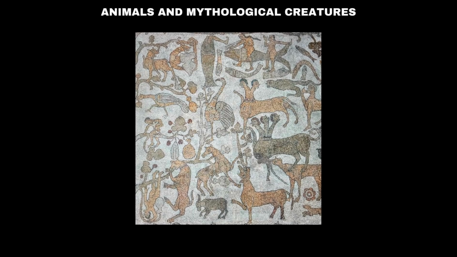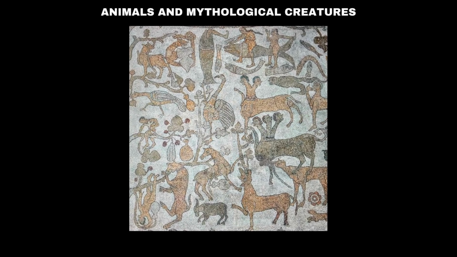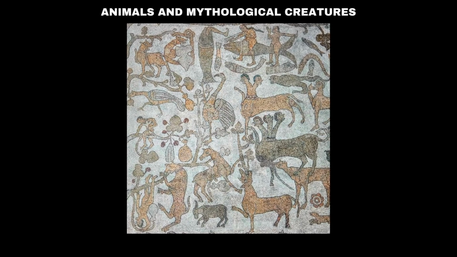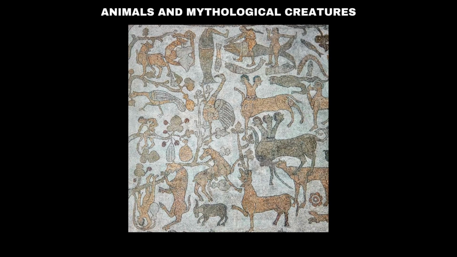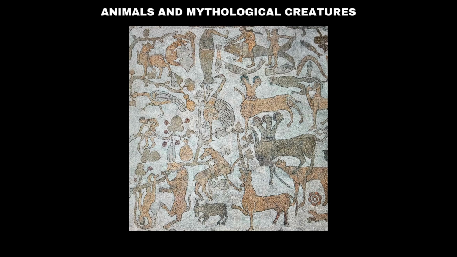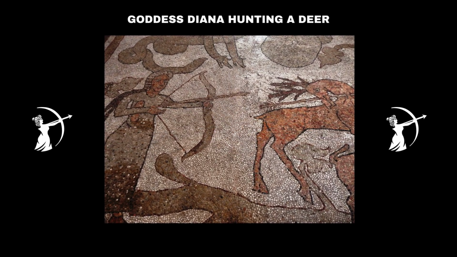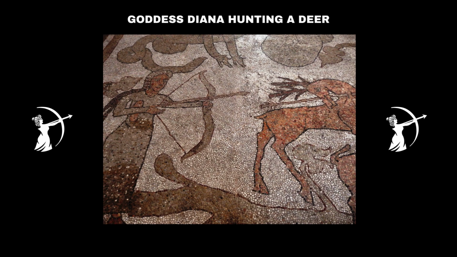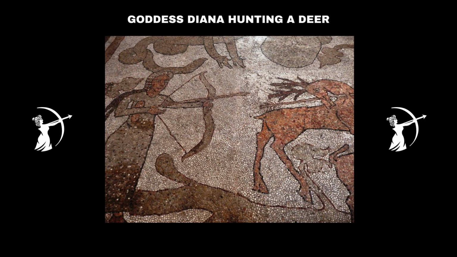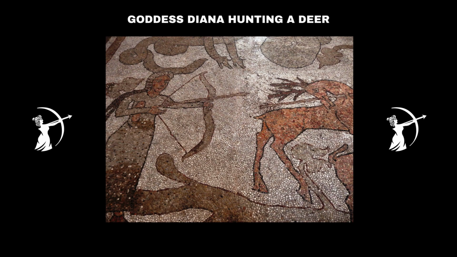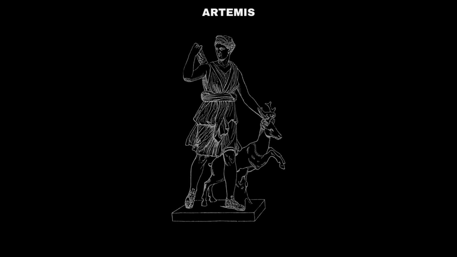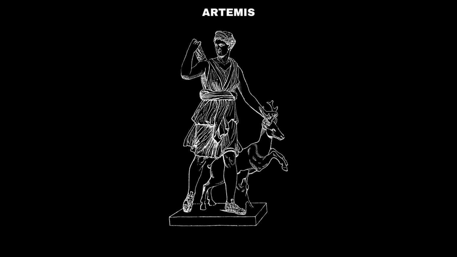Next to the Tower of Babel is the Animals and Mythological Creatures Mosaic. Below the Tower of Babel and the Animals and Mythological Creatures Mosaics, we find a depiction of a deer and the Roman goddess Diana, also known as Artemis in Greek mythology.